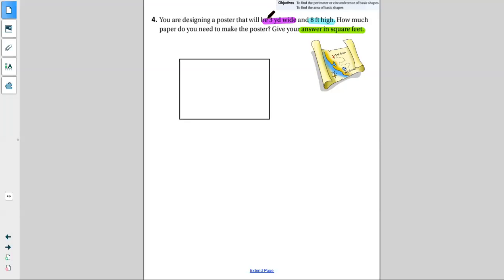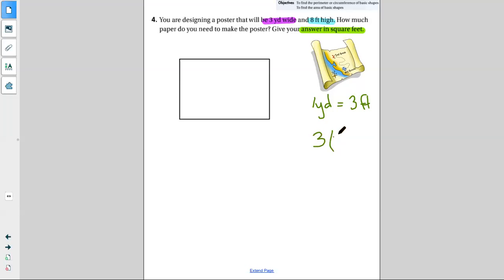So again, it's calling wide and high, but it could be stated as base and height. So one thing you need to understand is that with yards, 1 yard is equal to 3 feet, okay? So we need to first make that conversion from 3 yards into feet first. So we have 3 yards, and there's 3 feet per yard.